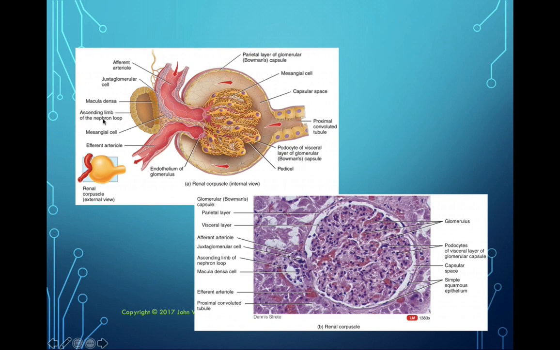Right in here is a region called the juxtaglomerular apparatus, where we have juxtaglomerular cells here, and then we have macula densa cells here. This is part of the distal convoluted tubule. This is the proximal convoluted tubule, and at the other end is the distal convoluted tubule.